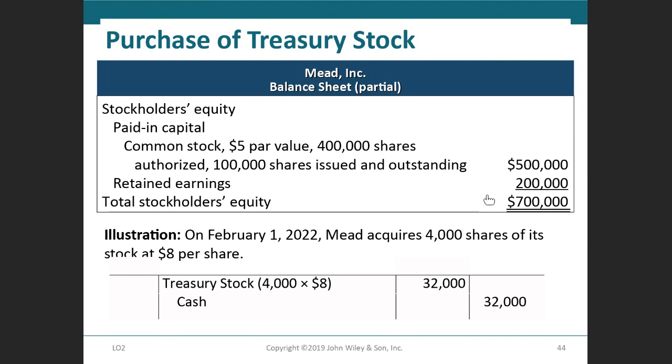Now they have 500,000 minus 32,000. The company does not own any stock. The stock is owned by the individuals. 4,000 shares the company called back. So you see here, you have 400,000 shares, 100,000 issued. Where is the other 300,000? It does not exist. The stock only exists if it is sold.